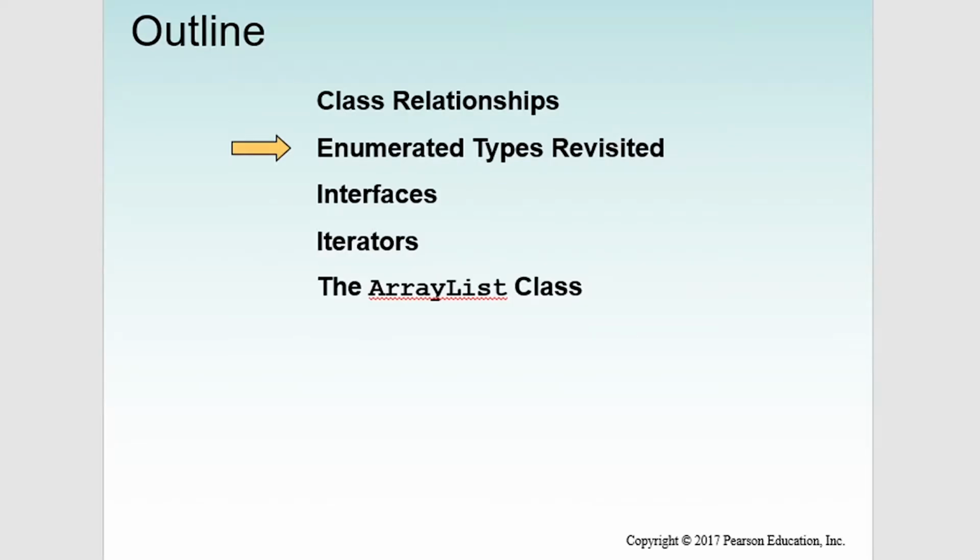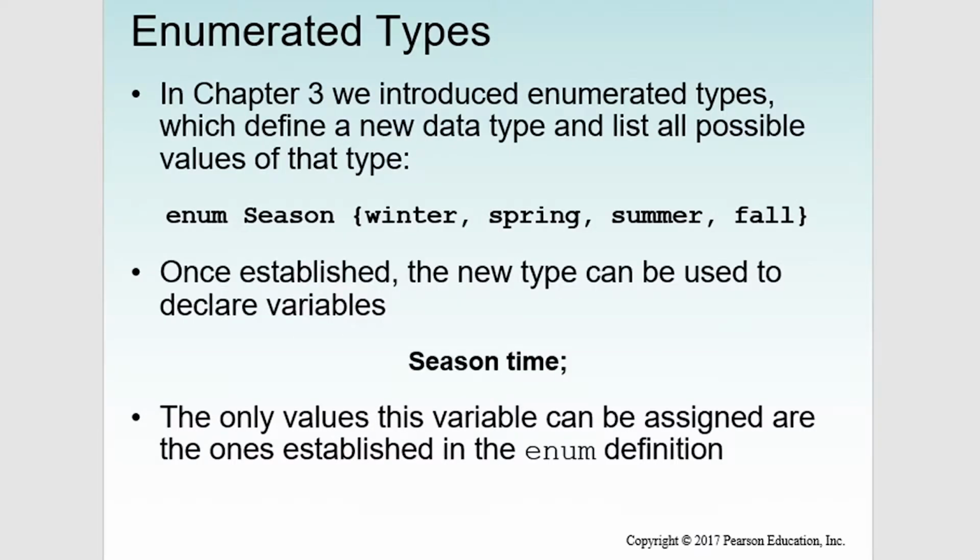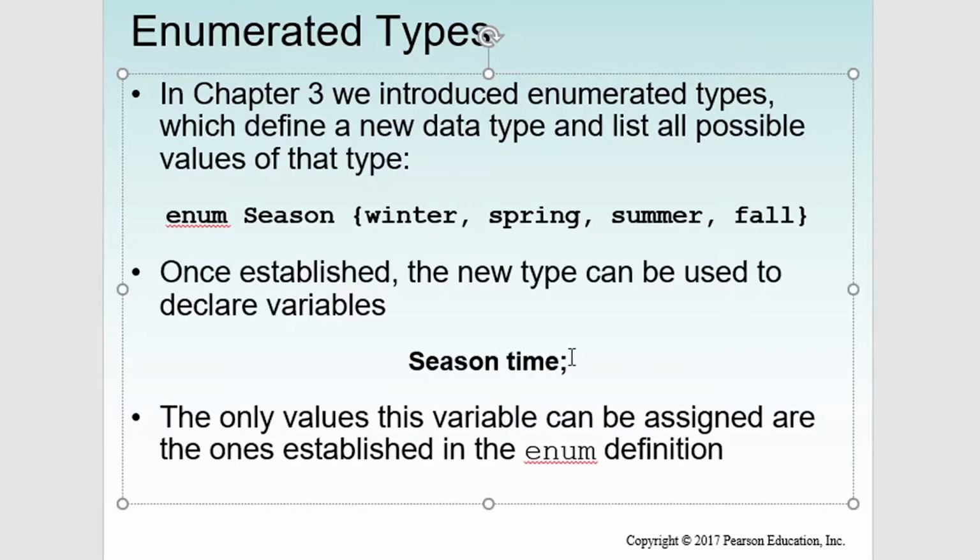Enumerated types revisited. In Chapter 3, we introduced enumerated types, which defined a new data type and list all possible values of that type. So here's an enumeration for season. They have winter, spring, summer, fall. Once established, the new type can be used to declare variables. So here they declare a variable named time, and the data type is season, which is the enumeration that was just created up here. The only values this variable can be assigned are the ones established in the enumeration definition.